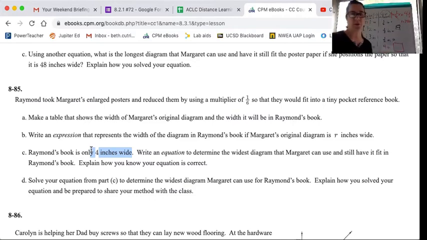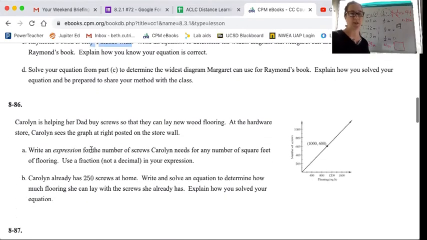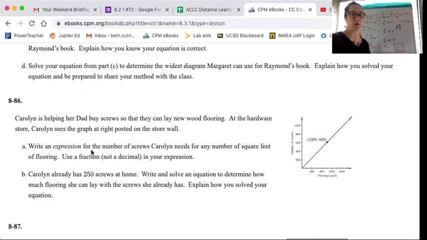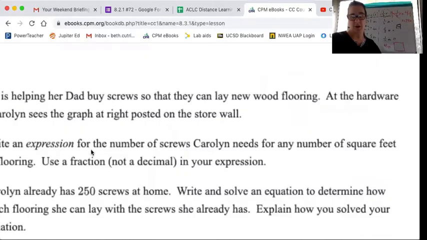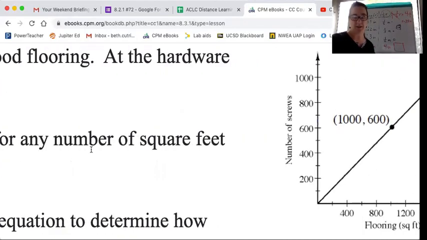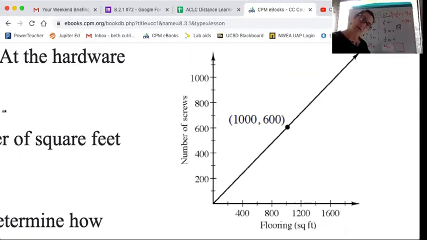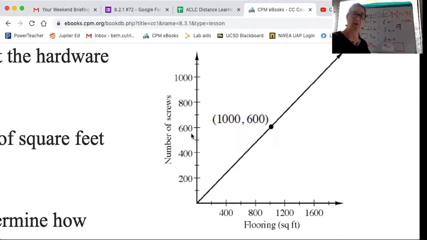Solve your equation to determine the widest. Explain how you solved. Okay, so we did that. Last one today is Carolyn is helping her dad buy screws so they can lay new wood flooring. At the hardware store, Carolyn sees the graph at right posted on the store wall. So let's enlarge that so my old eyes can see this. On the y-axis, we have the number of screws, I guess in a box, and how many you need to do this much flooring.